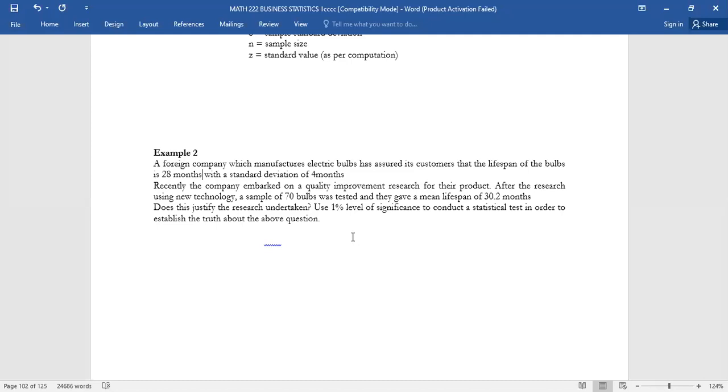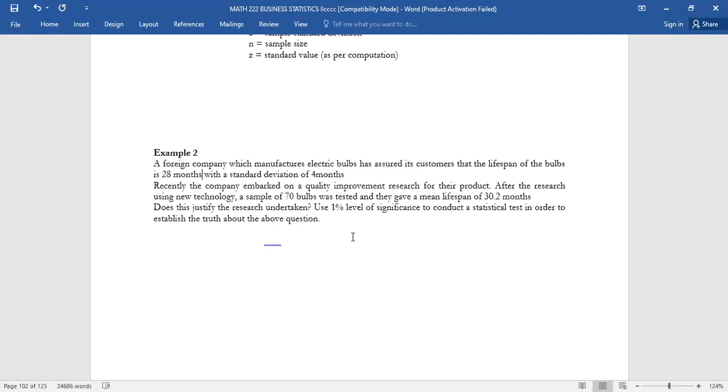Then step number 2 is the level of significance. The level of significance is 1%. That one is obvious, we are given. Now, is it one-tailed or two-tailed? It is one-tailed, so we are not comparing any data. We have only one test. Now we go to the test statistics. Our sample mean is 30.2, isn't it?